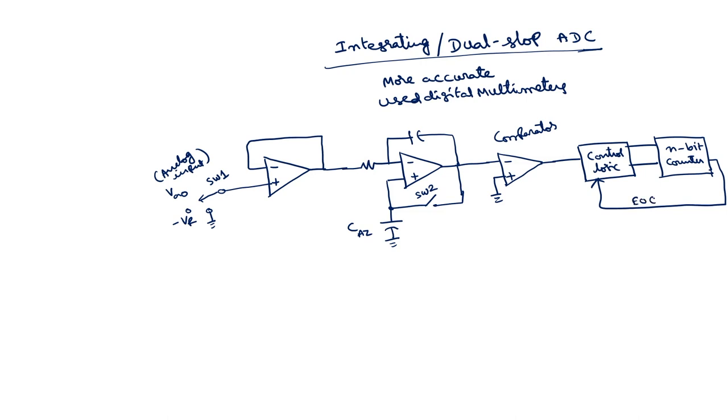End of conversion. This control logic controls the switch positions. This is a typical block diagram of this one. This will act as a buffer used to provide high input impedance.